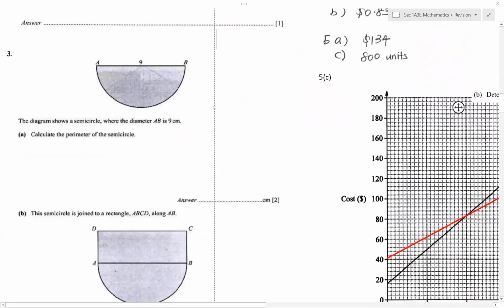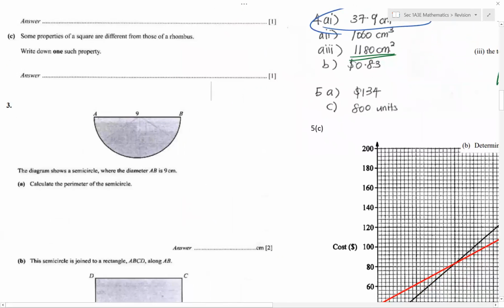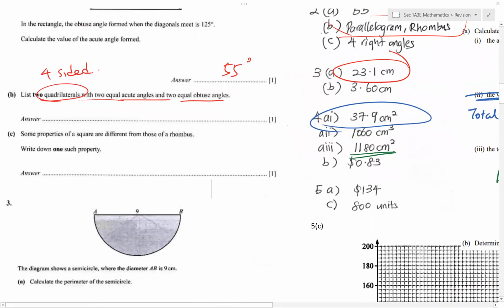Perimeter of a semicircle. Question 3. Okay, I'll show you. Just do it and get the answer: 23.1 cm. Anybody needs to go through? No. Next one.